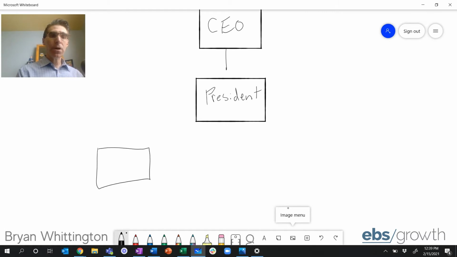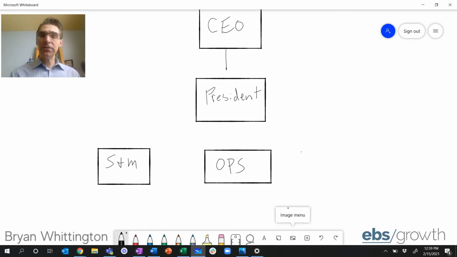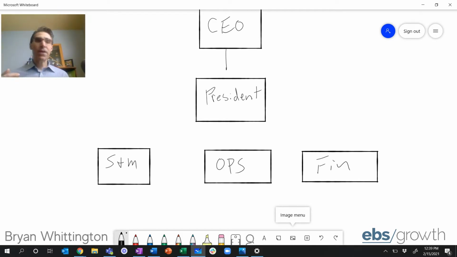We have portion number one, which is going to be sales and marketing. We have number two, which is going to be more operations. And then we have number three. And again, this is overly simplifying it. We have finance. So, of course, we can have HR, we can have IT, we can have engineering, R&D. There's a number of different things that we can have at this level. But to break it down to the most simplistic, let's use these three.